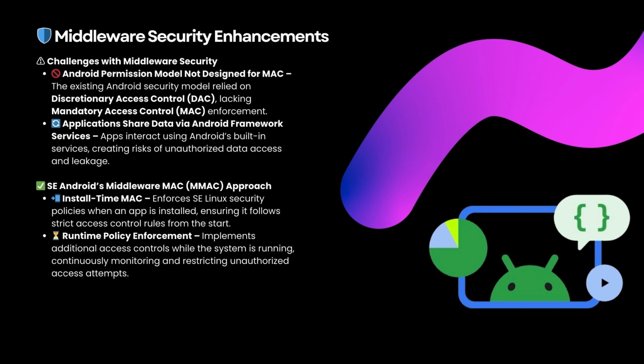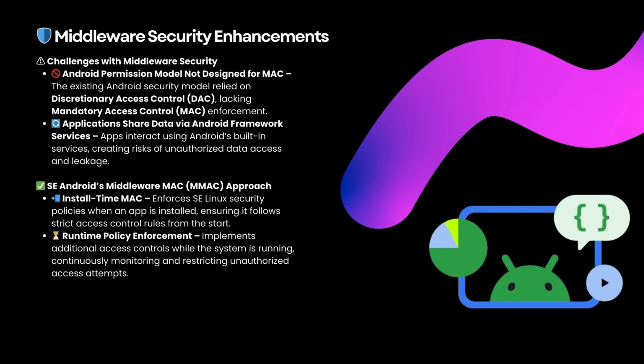Applications share data via Android framework services. Apps typically share data through Android's built-in framework services such as content providers. This introduces the risk of unauthorized data access, so tighter controls were needed to prevent apps from improperly sharing data.